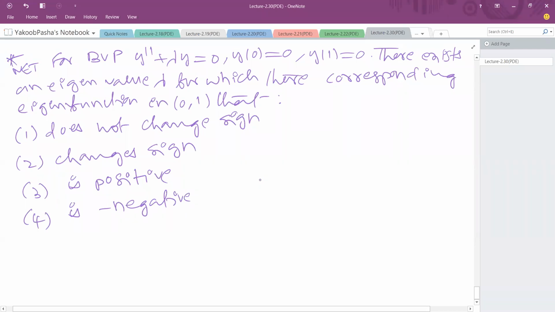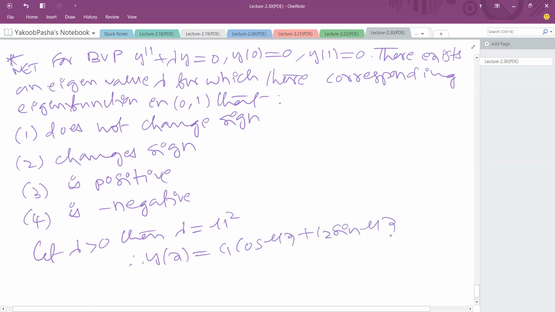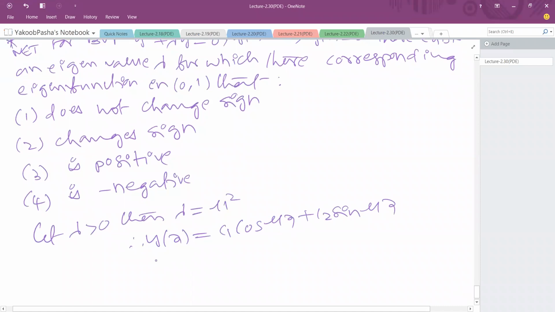Now we can solve the first boundary value problem. For lambda positive numbers we get eigenvalues, so I am taking lambda is equal to mu square. Then the corresponding general solution is y of x is equal to c1 cos mu x plus c2 sin mu x. Now apply the boundary conditions.